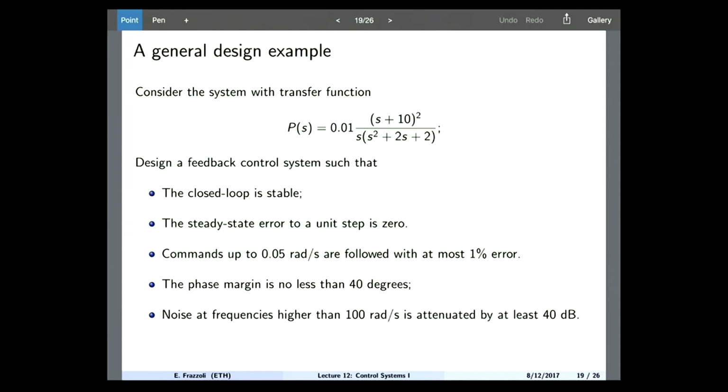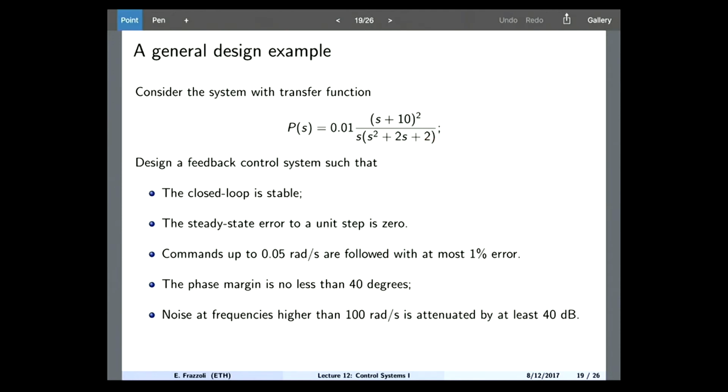Whatever that is, okay? So we have 2 zeros at 10, I mean, the zeros are at negative 10, right? But the frequency is 10, okay? And then I have 1 pole at the origin and 2 complex conjugate poles with natural frequency square root of 2, okay?